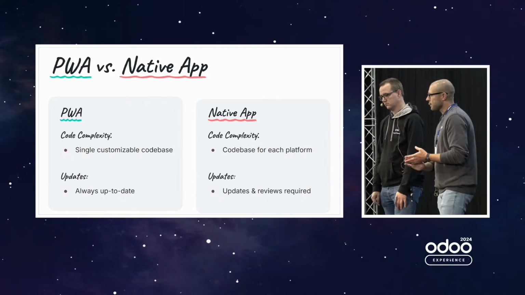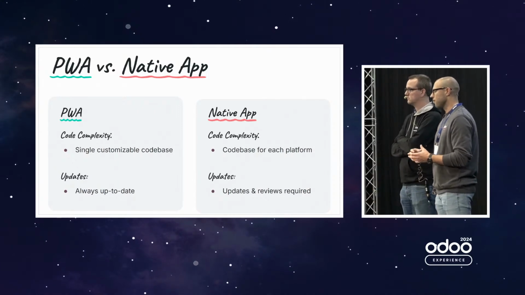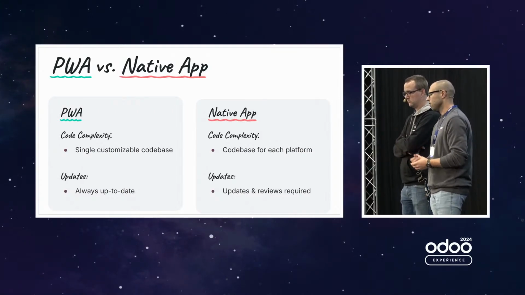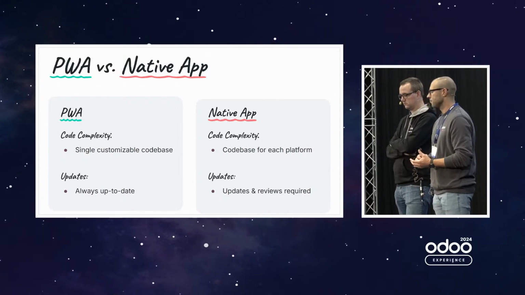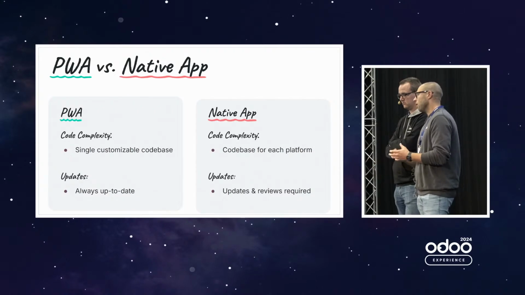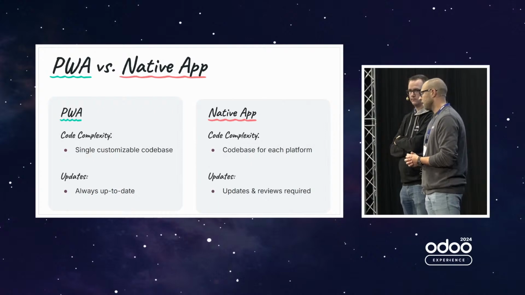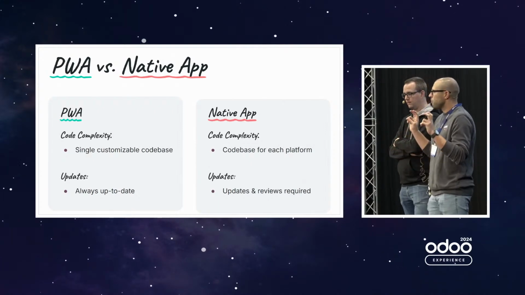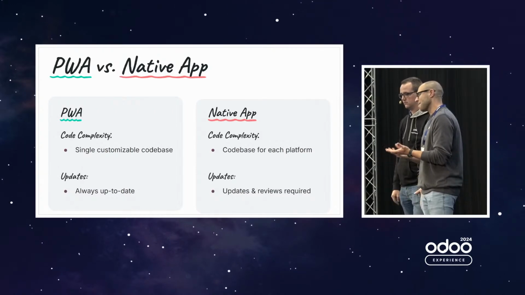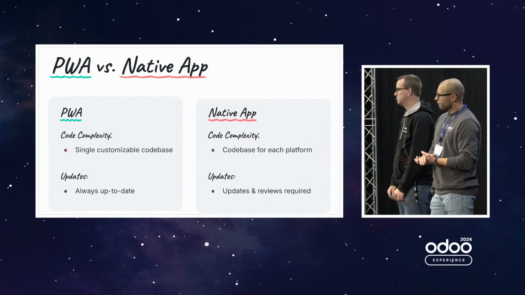Next, the code complexity. The web application shares its code with the code base of Odoo, meaning that we don't have to create another code. We just use the code base of Odoo to be able to run it. On the other hand, native applications need a specific code for each platform, so, of course, Android and iOS. And you will have something like duplicated code between both platforms to have the same application on each platform.